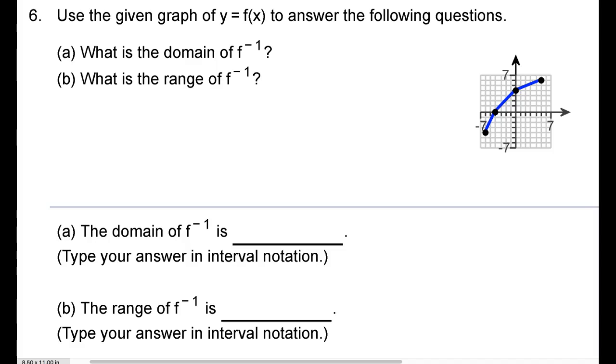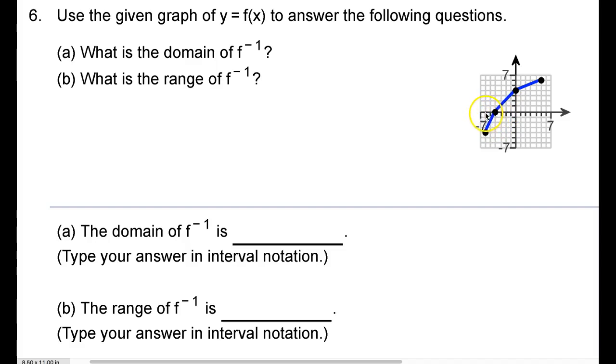All right, so for our next question, it asks us to use the graph of the function that we're given to answer the following questions. Namely, what is going to be the domain of the inverse function, and what is the range of the inverse function? Okay. So to do that, what we can do is figure out what the domain and range of the original function is, and then we know that since this function is a one-to-one function, because it passes both the vertical and the horizontal line test, we can just interchange those relationships to come up with the domain and range of the inverse.